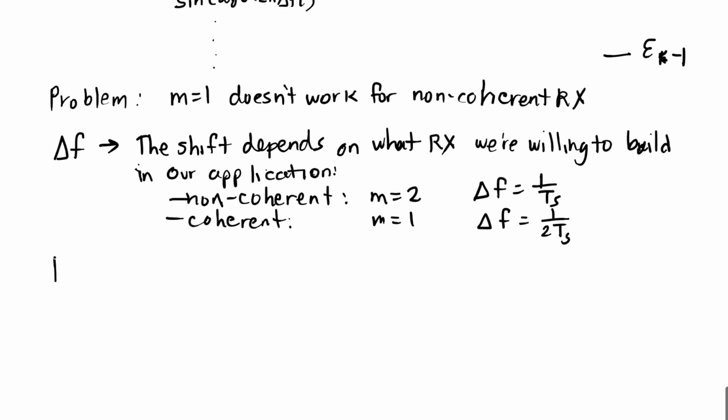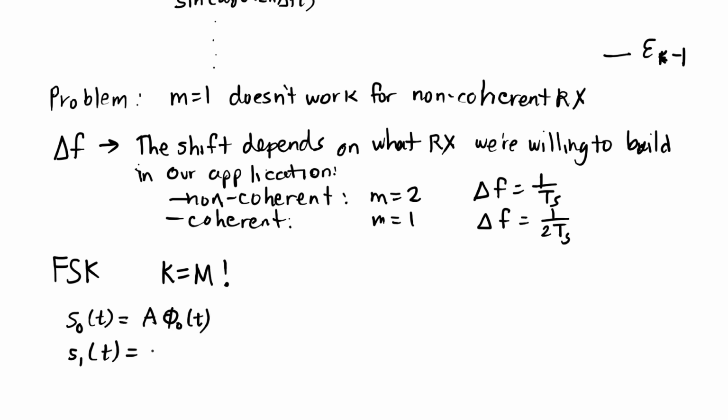FSK is really unique because it has the number of symbols equal to the number of basis functions. That is, there is exactly one symbol for each basis function. We didn't have this before. M was different than K in general. For QAM, we had K equals 2 all the time, and M could be very, very high. And here, we have exactly one symbol for each basis function, and the mth symbol is some constant, a, times the mth basis function. And S1 is equal to a times the 1 basis function. K equals M here. It doesn't matter whether I use capital M or capital K in these cases.